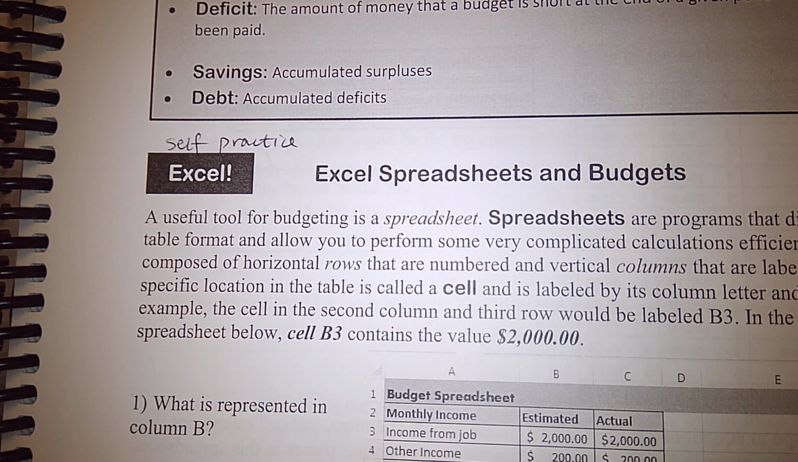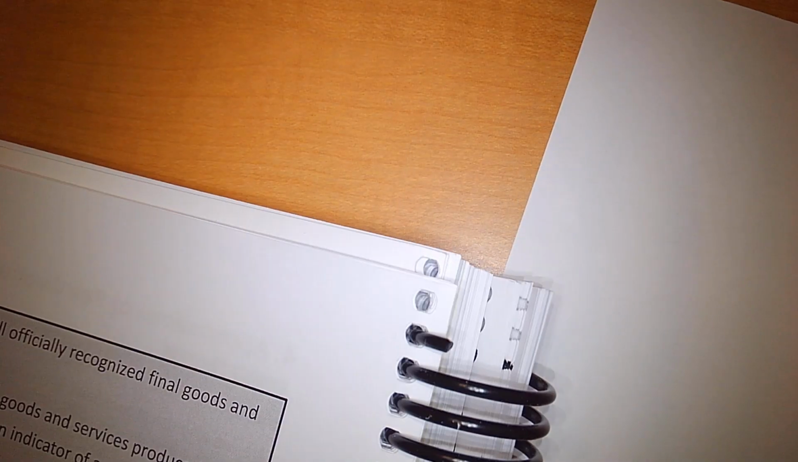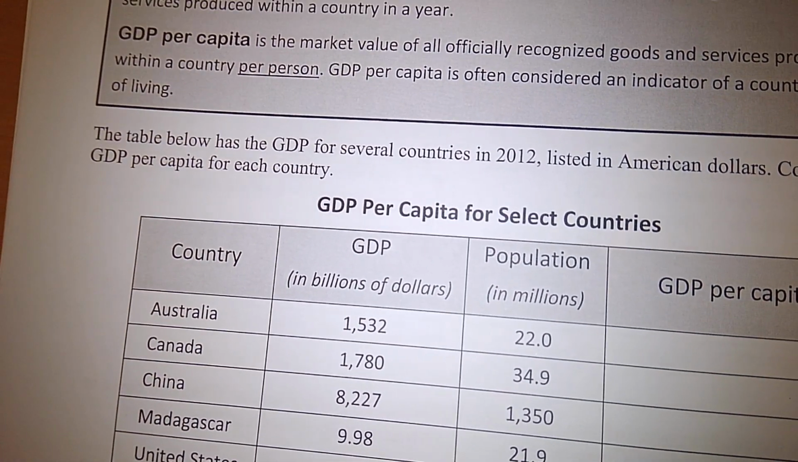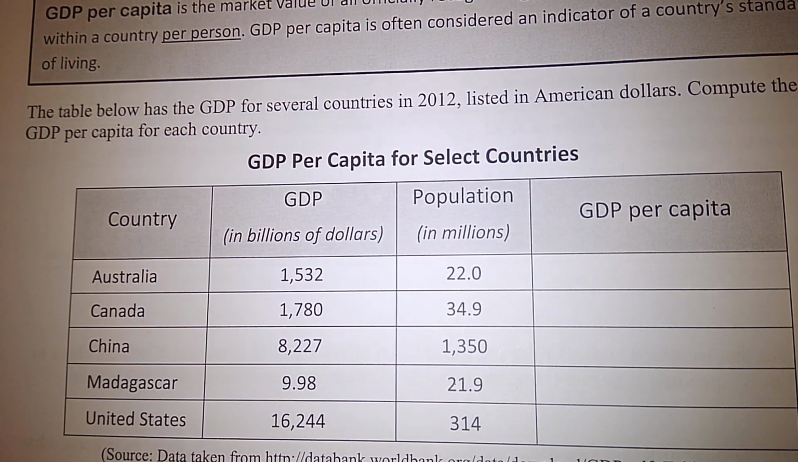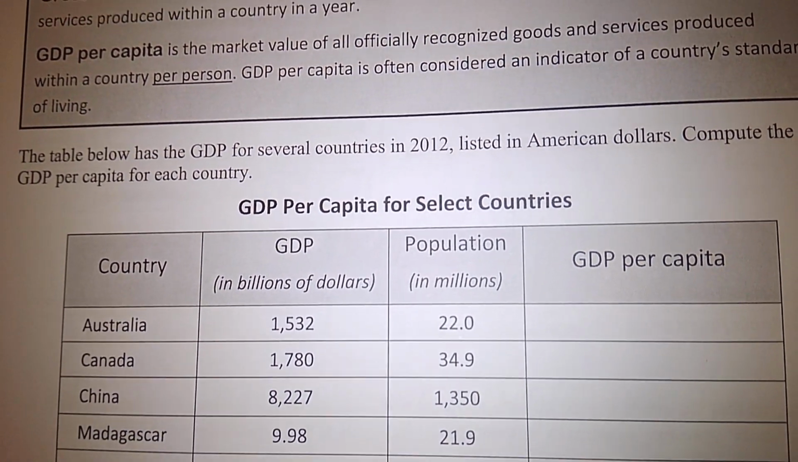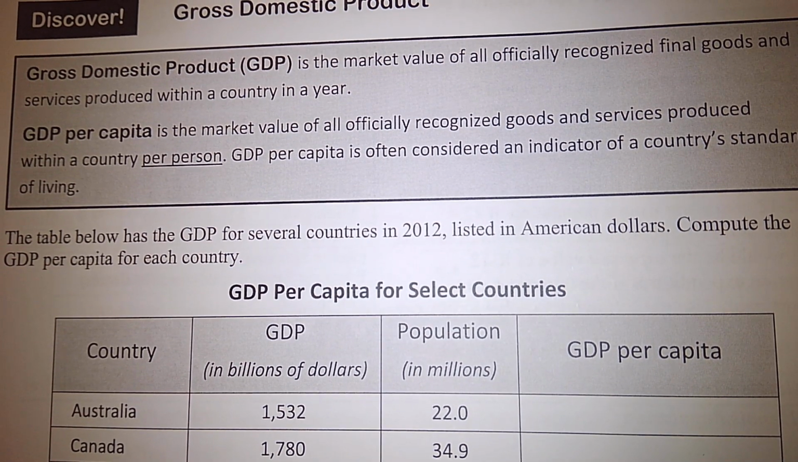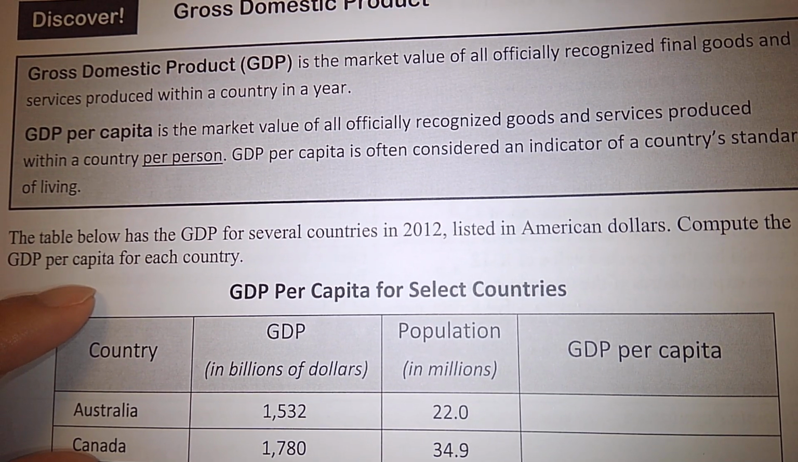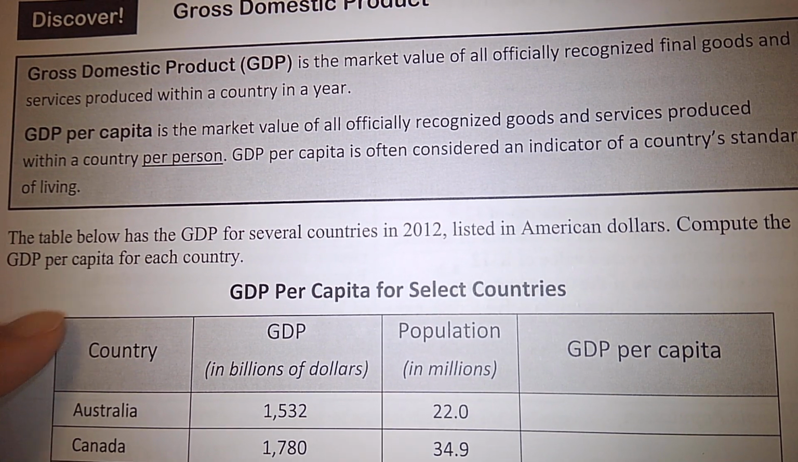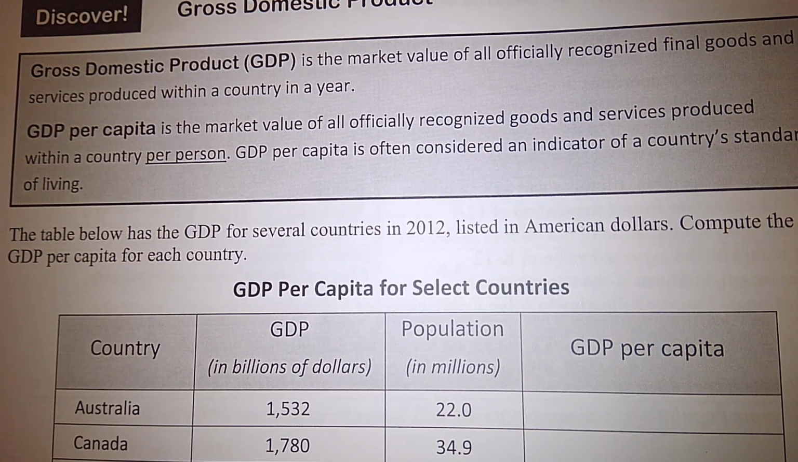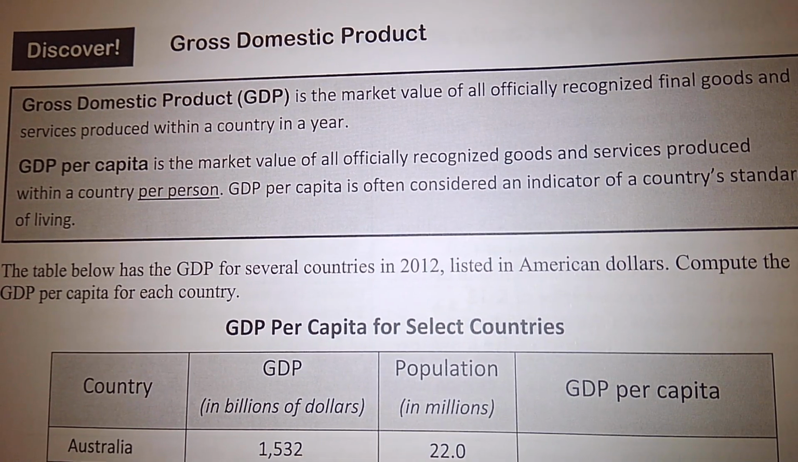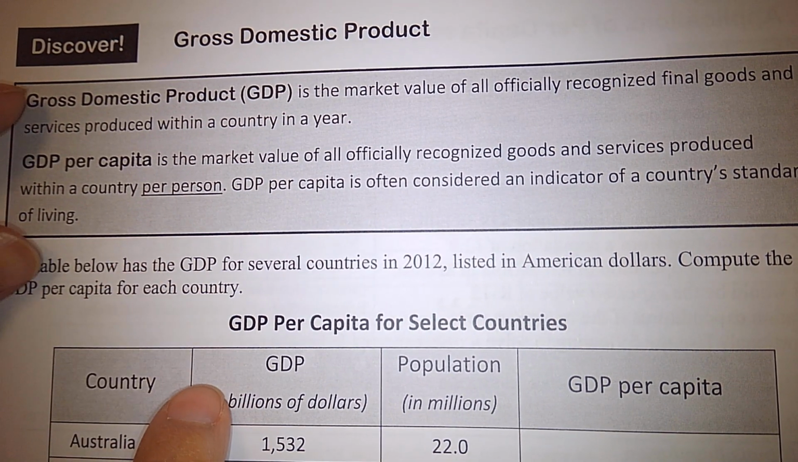All right, guys, now let's turn to page 36. GDP per capita. Please do pay attention to the problem because you'll encounter homework assignments similar to this. You might also encounter an exam question similar to this, okay? All right, so GDP, and GDP per capita.